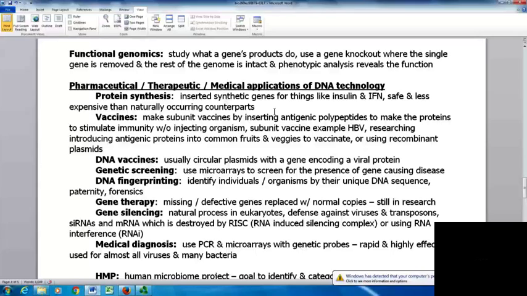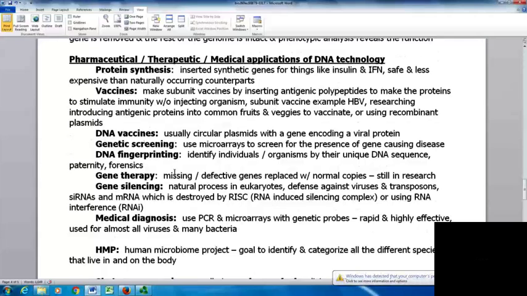So vaccines, we can make subunit vaccines. This will allow you to insert antigenic polypeptides to make the proteins. As long as you have the antigen, it can stimulate immunity without actually injecting the organism. Subunit vaccines have already been used for hepatitis B. They're researching introducing antigenic proteins into common fruits and vegetables as a means to vaccinate people, or using recombinant plasmids. DNA vaccines, these are going to usually use circular plasmids with a gene encoding a viral protein.